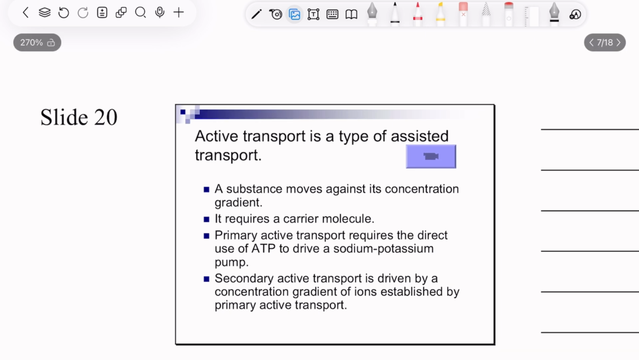Primary active transport requires the direct use of ATP to drive the sodium-potassium pump. The secondary active transport is driven by a concentration gradient of ions established by primary active transport. So what primary active transport is saying is that it directly uses ATP to move things, whereas secondary transport is using the leftover energy from the primary transport to move other things.